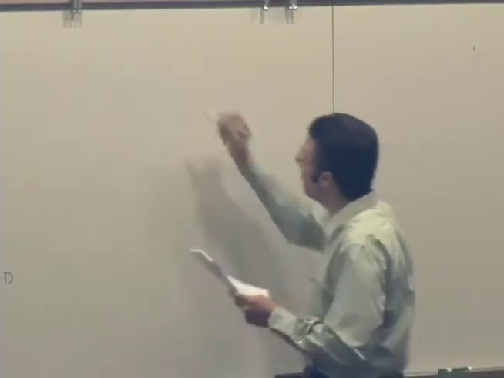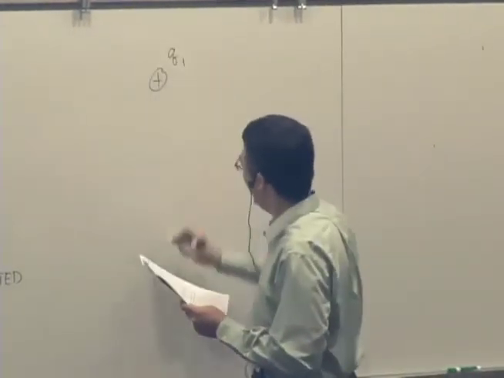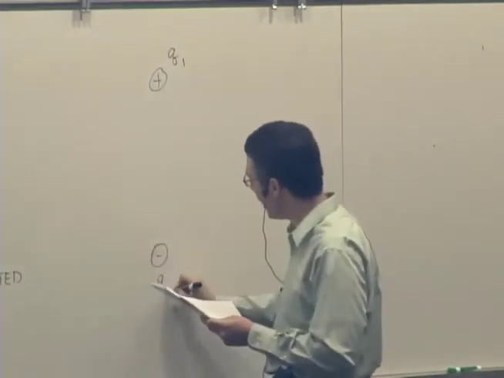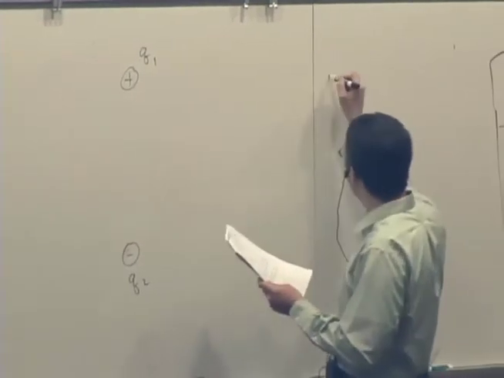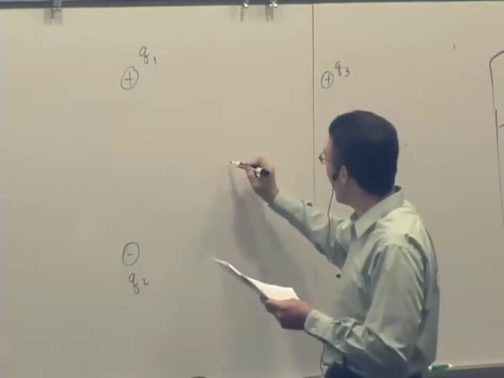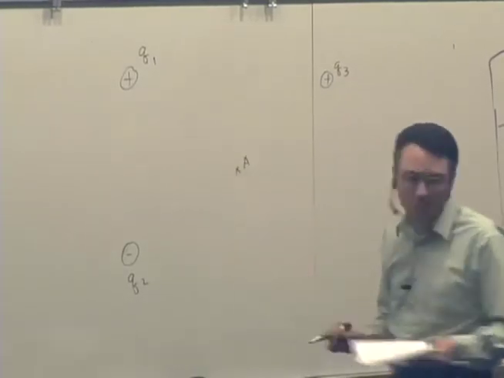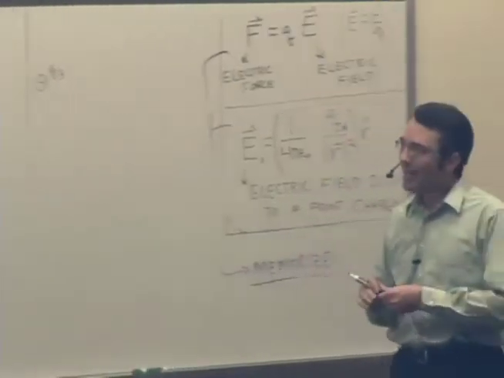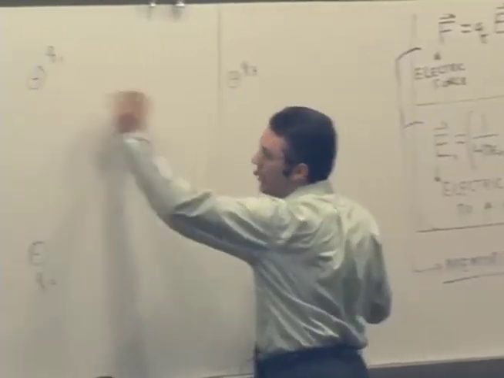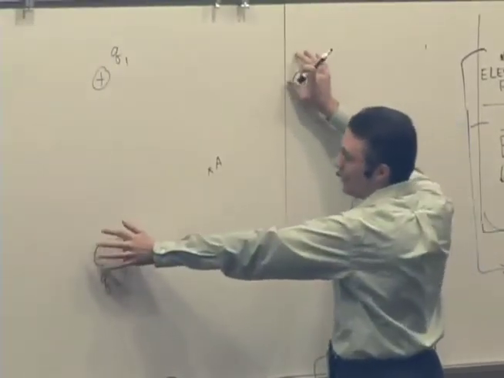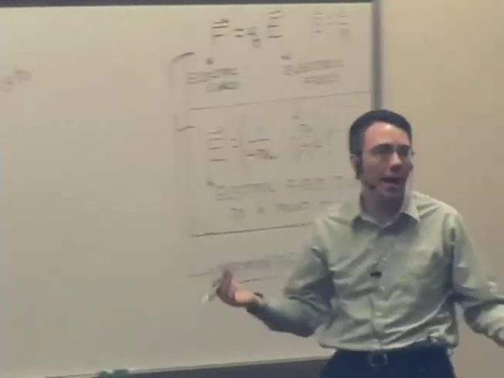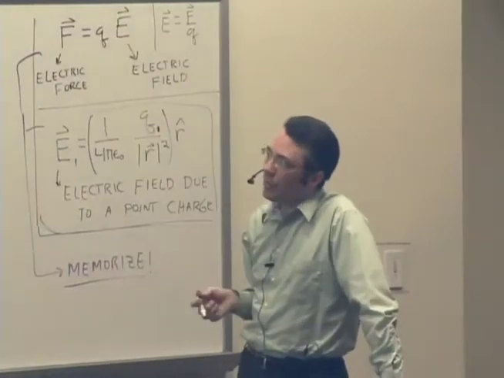Let's say I have Q1 and Q2. Let's say Q1 is positive and Q2 is negative and Q3 is positive. And I want to find the net electric field at this location. Call that location A. So what this says is I can, one at a time, calculate the electric field of each individual point charge, temporarily ignoring the other two charges, treating them as if they weren't there, and just find the electric field of that single point charge.